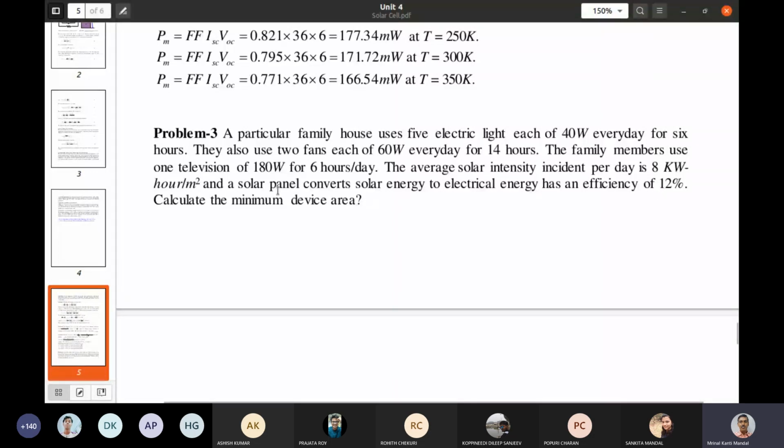And a solar panel that converts solar energy to electrical energy has an efficiency of 12%. Calculate the minimum device area. Now you need the solar panel, so that solar panel area you need to calculate under this situation, so that this family can support all its activity from the solar panel. So what will be the area of that solar panel?